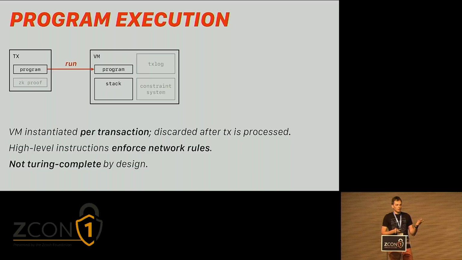And these operations are kind of high level. They also allow the users to express some operations that they want, but also check the network rules. The whole network wants to make sure that the assets are not copied, that some other rules are respected. And this machine is pretty simple. It's not Turing complete by design.